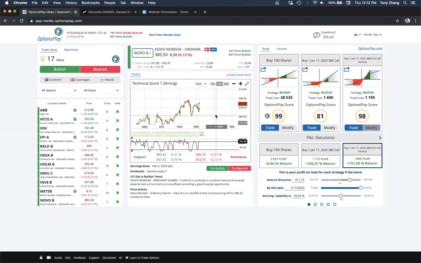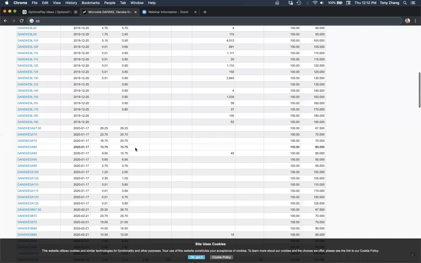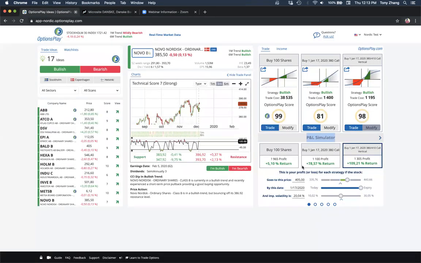So this stock's trading at 385. Maybe I think the stock is going to break back above its 52-week high and move a little higher. Maybe let's just conservatively say that I think the stock can go up to 405 by the January expiration date. So what we want to do is show you how these strategies perform. And that's why we created a P&L simulator, because many times if you look at a page like this and you're choosing expiration dates and strike prices off an option chain, it's difficult to know if I'm right, how much money I make, or how much money I lose if I'm wrong. That's why we created the P&L simulator.